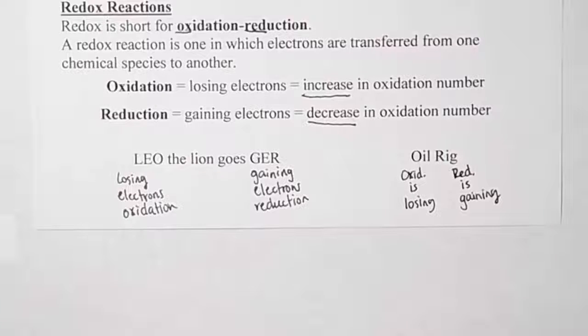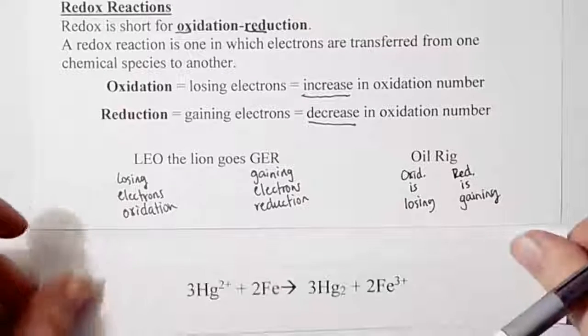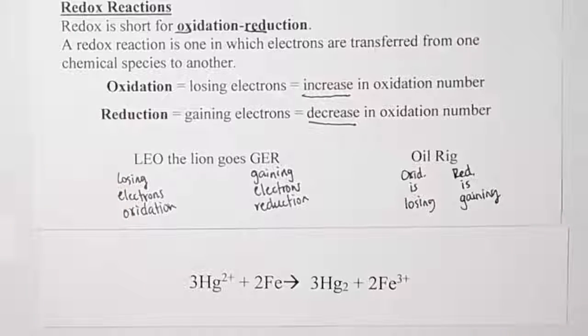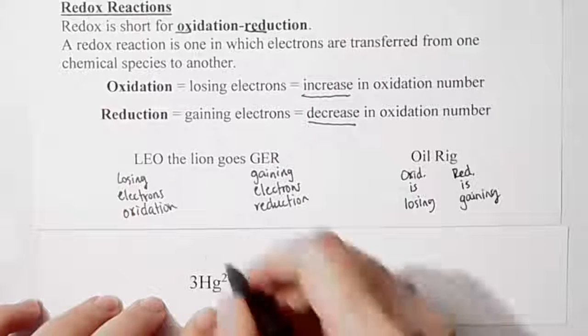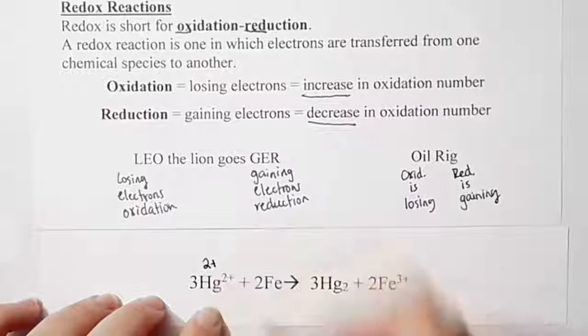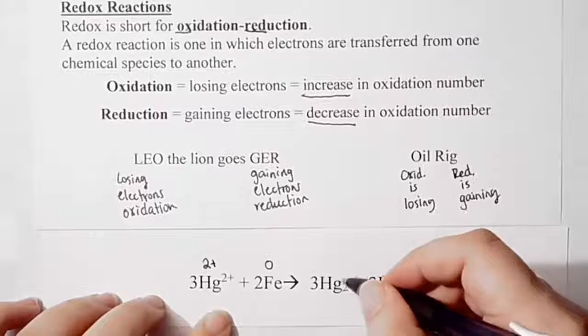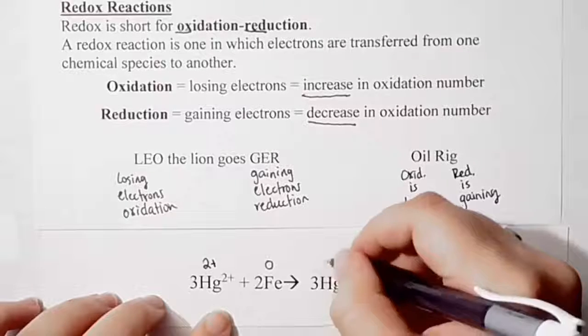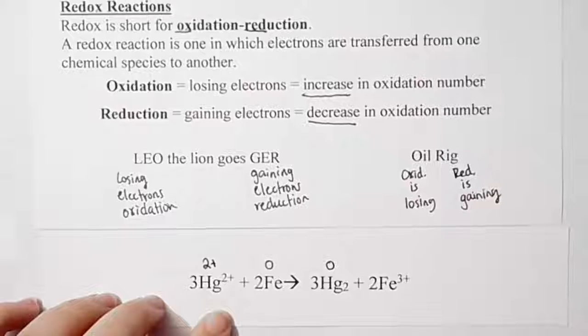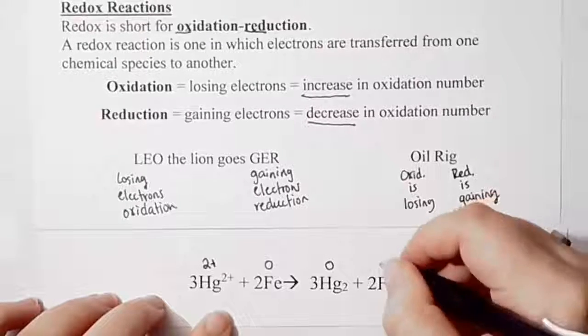Now let's take a look at something that is a redox reaction. Here I've got a cation, mercury, which is going to be a plus 2, the same as its charge. Iron alone, element, 0. Now this is mercury, which is actually a diatomic naturally, so it is also 0. And then iron, which is plus 3, so it's going to be plus 3.